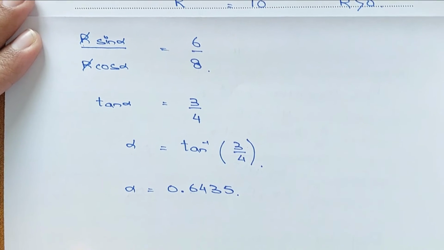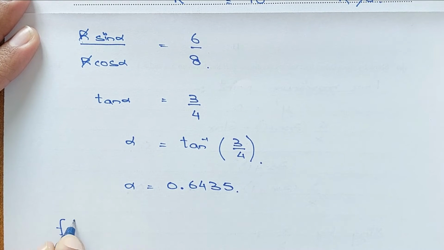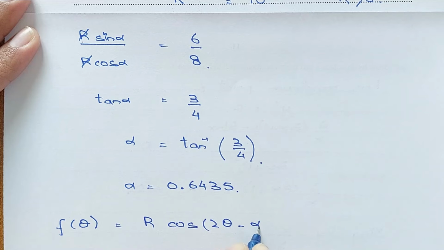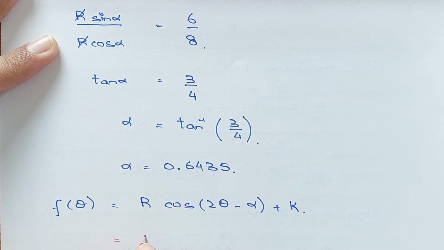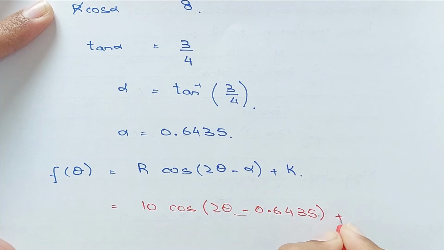Now we can express f of theta in the form r cos(2 theta minus alpha) plus k. Okay, so let me rewrite. The r value is 10, cos(2 theta minus alpha) is 0.6435, plus the k value is 8, right?